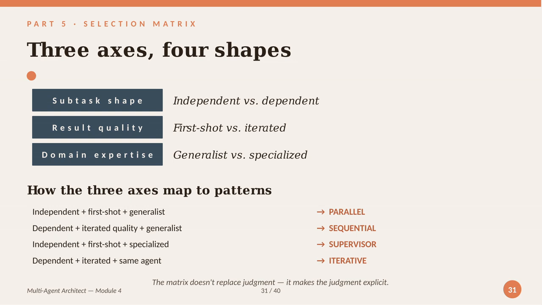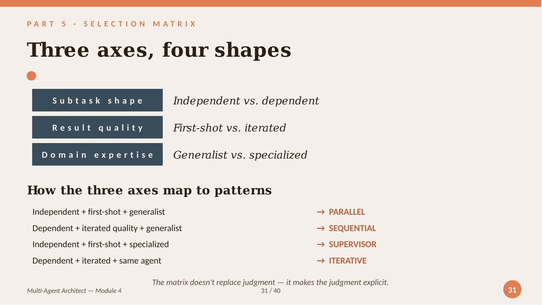The mapping table on screen captures the canonical combinations. Independent plus first shot plus generalist: parallel dispatch. Dependent plus iterated quality plus generalist: sequential pipeline. Independent plus first shot plus specialized: supervisor plus specialist.